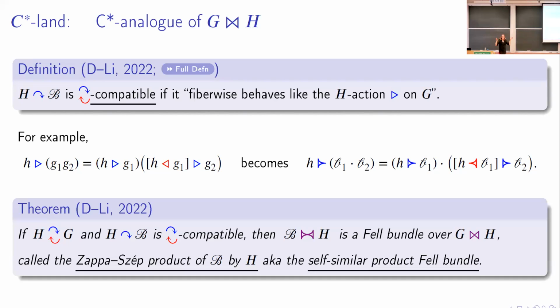And then the theorem that you might have already expected is that if I have this input, then I really do get a Fell bundle over the Zappa-Szép product. And we called that the Zappa-Szép product of the Fell bundle with the groupoid. And in our recent paper, we actually started calling it the self-similar product, because we moved away a little bit from the restrictions of Zappa-Szép product. Okay, so we now have a candidate of what the C-star analog of a Zappa-Szép product is.